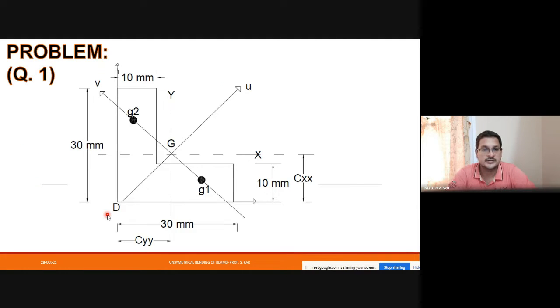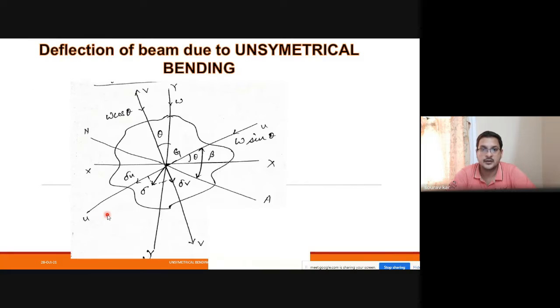Now coming to the problem we already studied. First, the basic thing, that is calculation of the principal moment of inertia. Second is calculating the bending stresses at a point, the second important thing which will be asked in the question, as I told. And third is deflection of the beam due to unsymmetrical bending.